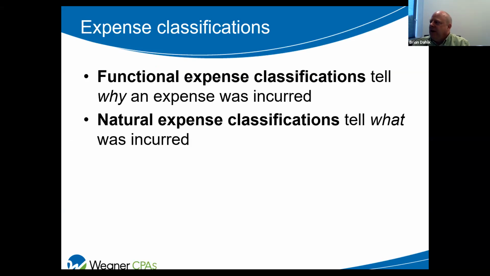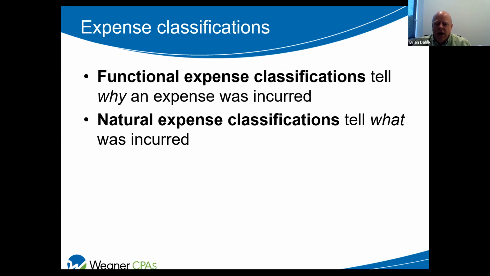And just as a general overview, the expenses of a nonprofit can in general be broken down into two different dimensions. We have our functional expenses, our functional expense classifications, which explain why an expense was incurred. And our natural expense classifications tell the story of what was incurred.